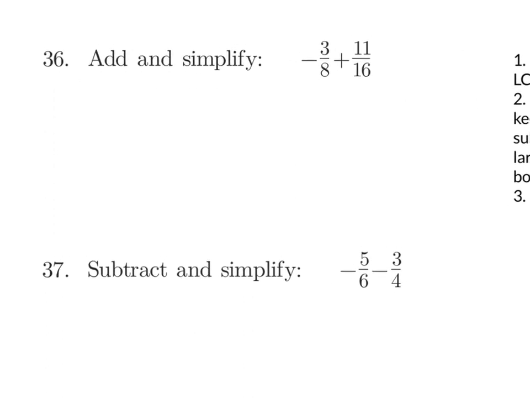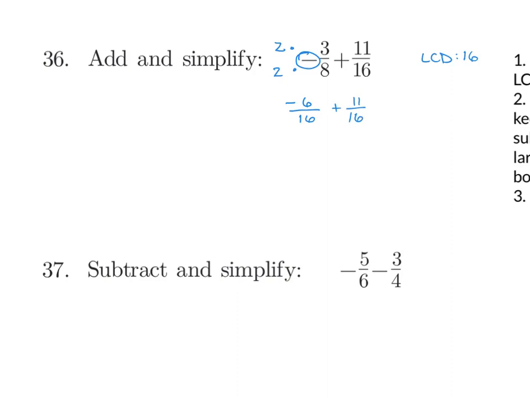So if we look at 36, my LCD is 16. The first fraction, to get from 8 to 16, we multiply by 2. And whatever we do to the bottom, we do to the top. Make sure that you keep the negative sign. So we get negative 6 over 8, over 16 plus 11 over 16.